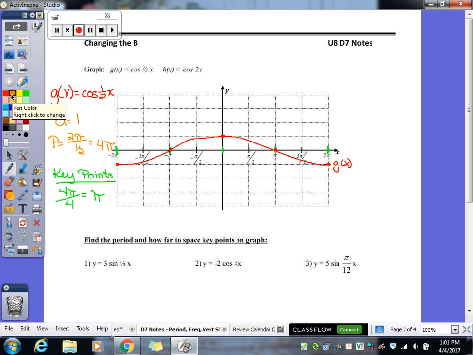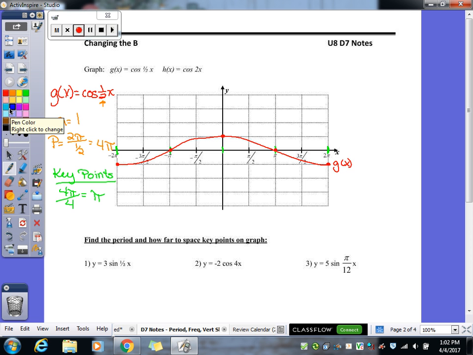So as I was saying on the front, our b value, which in this one was 1/2, is our frequency. So if you look from 0 to 2 pi, I only have half of my cosine curve. I didn't get my other half where it goes back up. So that's what our frequency does. It tells you how many of those curves you have there.